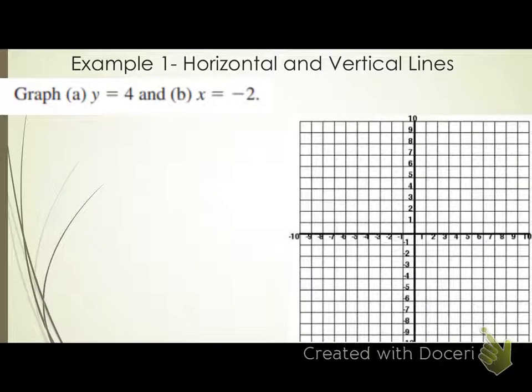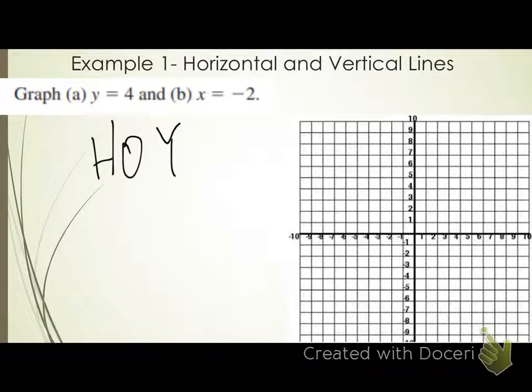So let's look at example 1, horizontal and vertical lines. It says graph, letter A is y equals 4. So if it has a y in it, you need to think to yourself, is this HOY or VUX? Well, HOY is the only one of those words that has a y in it, so I know it's going to be HOY. So now I got to think about what HOY means. HOY means a horizontal line.